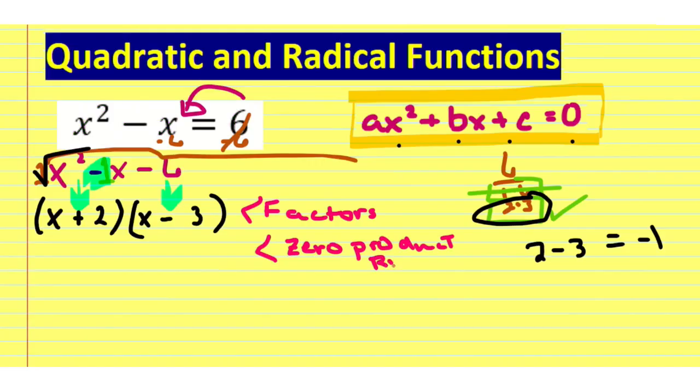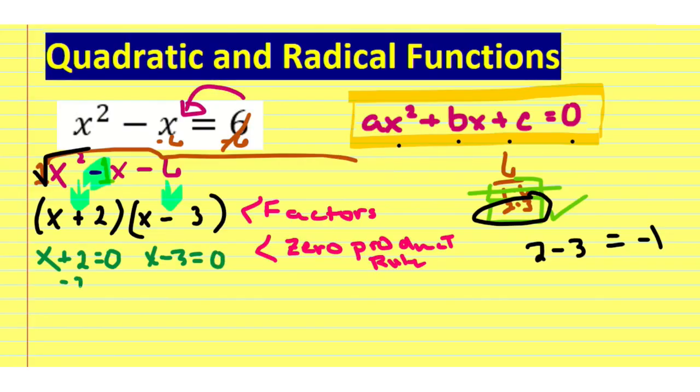Zero product rule. Okay? And that just means that I am going to take each one of my factors. It is a pair of factors, they're two expressions. So I'm going to take my first factor, x plus 2, and set it equal to 0. And then I'm going to take my second factor, x minus 3, and set it equal to 0. And now I'm going to solve.